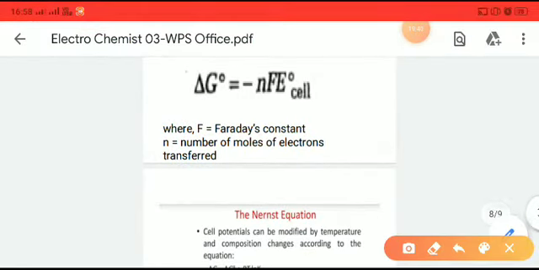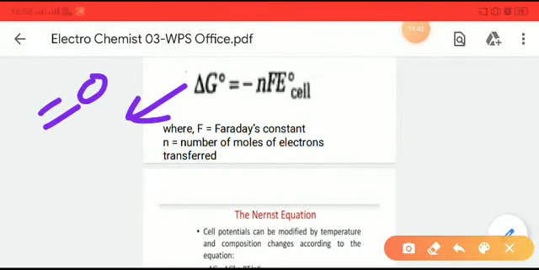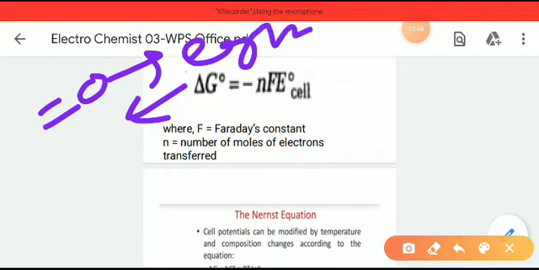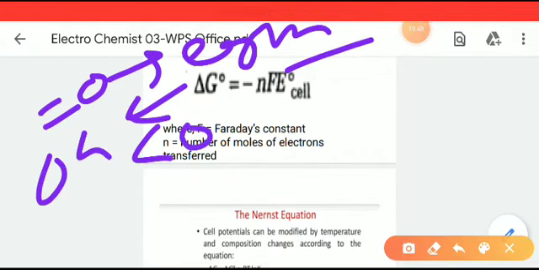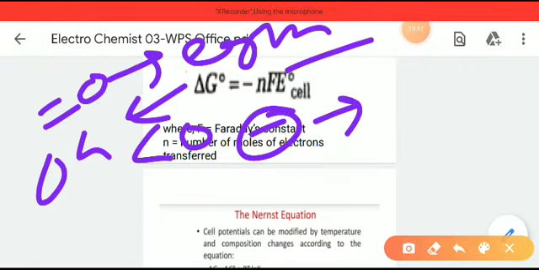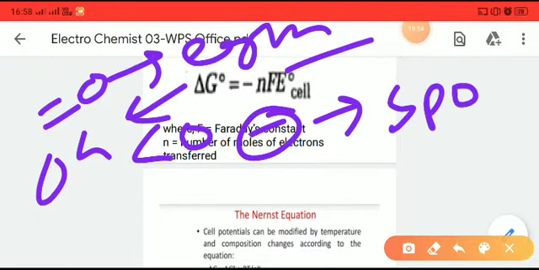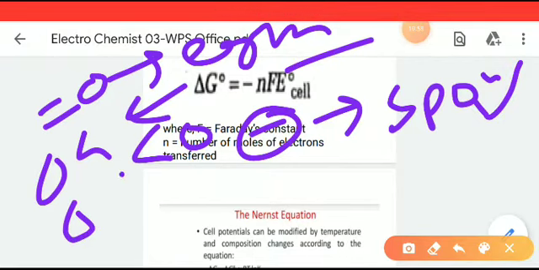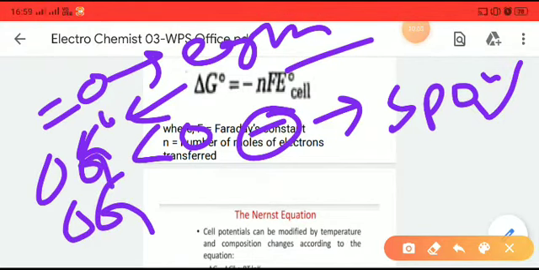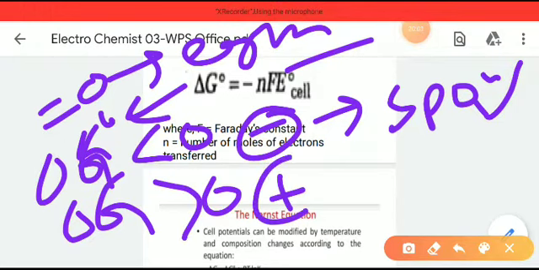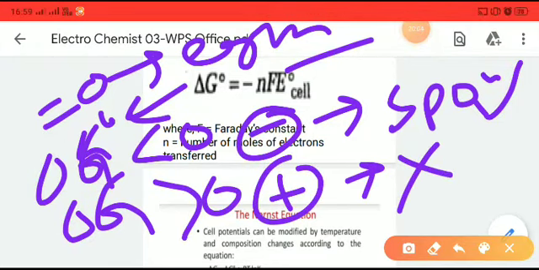If ΔG is equal to 0, then the reaction is in equilibrium. If ΔG is less than 0, that means negative, then the reaction will be spontaneous and will go on. If the ΔG value is greater than 0, that is positive, then the reaction will not be spontaneous, so the reaction will not go on. And if the ΔG value is 0, then it is an equilibrium state.